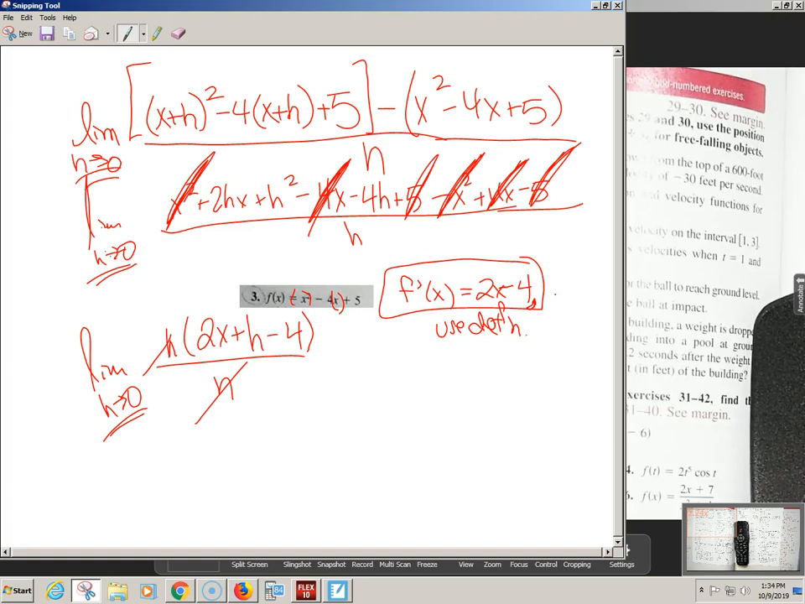And then also, where did that h go? It says 2x plus h minus. Limits. Oh, got it. Okay. Well, it's been a while since we did limits, huh?